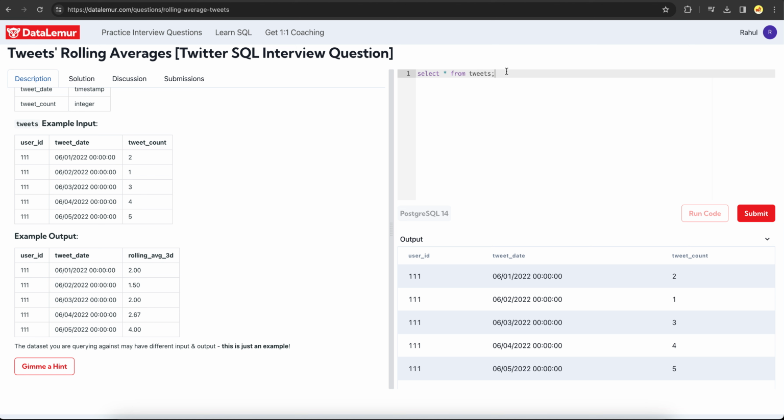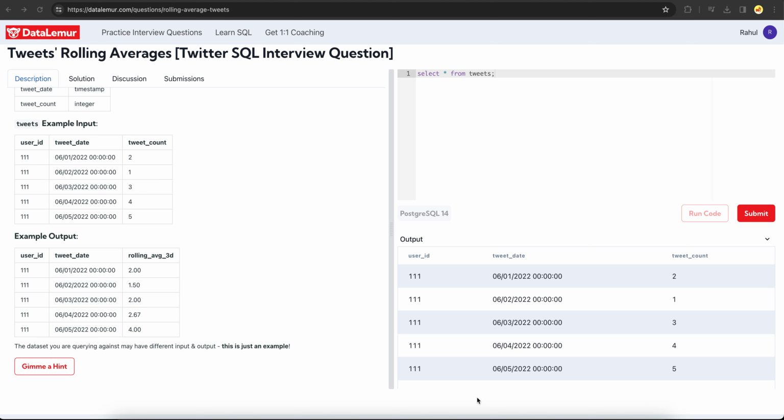But it's important for you to develop that thinking. You can see that you have been given this query, select star from tweets, and you end up with a similar table to what we saw. So maybe before I talk about the solution, pause this video, take some time out and try to think about the solution. And now I will talk about the thought process and the solution.